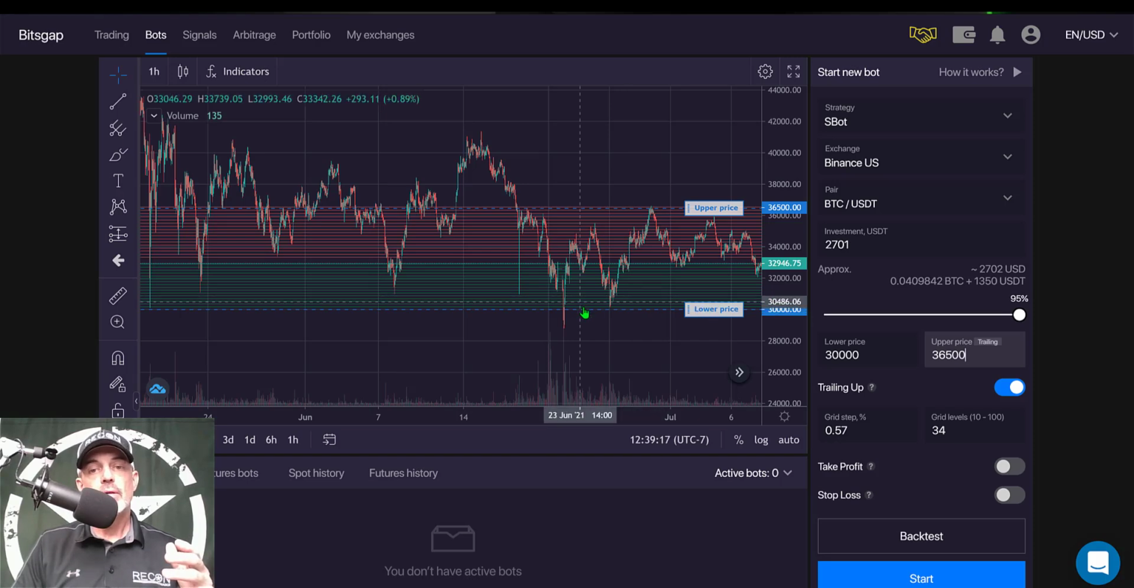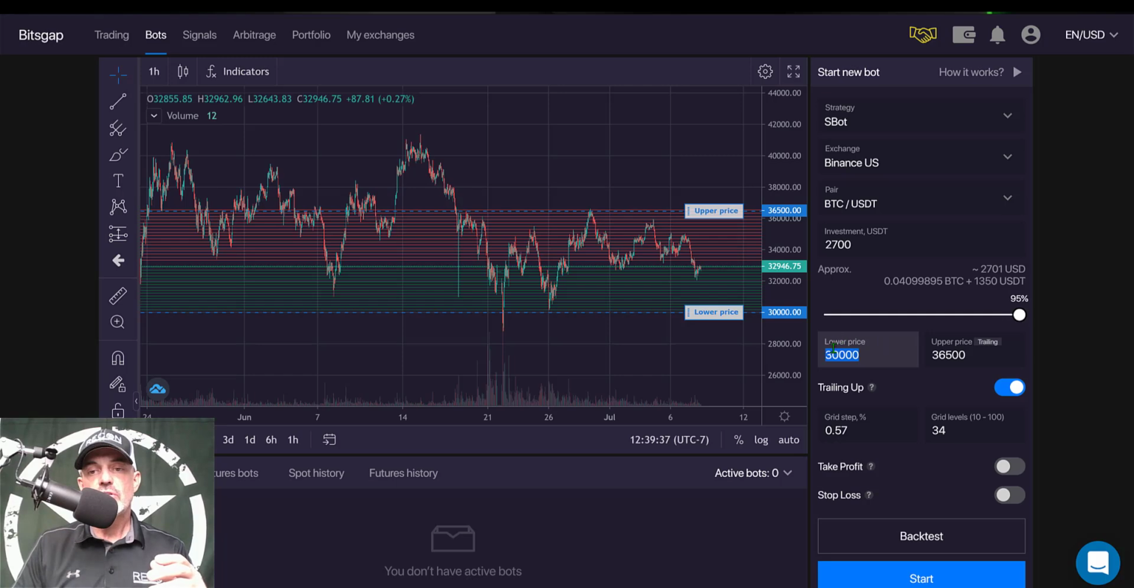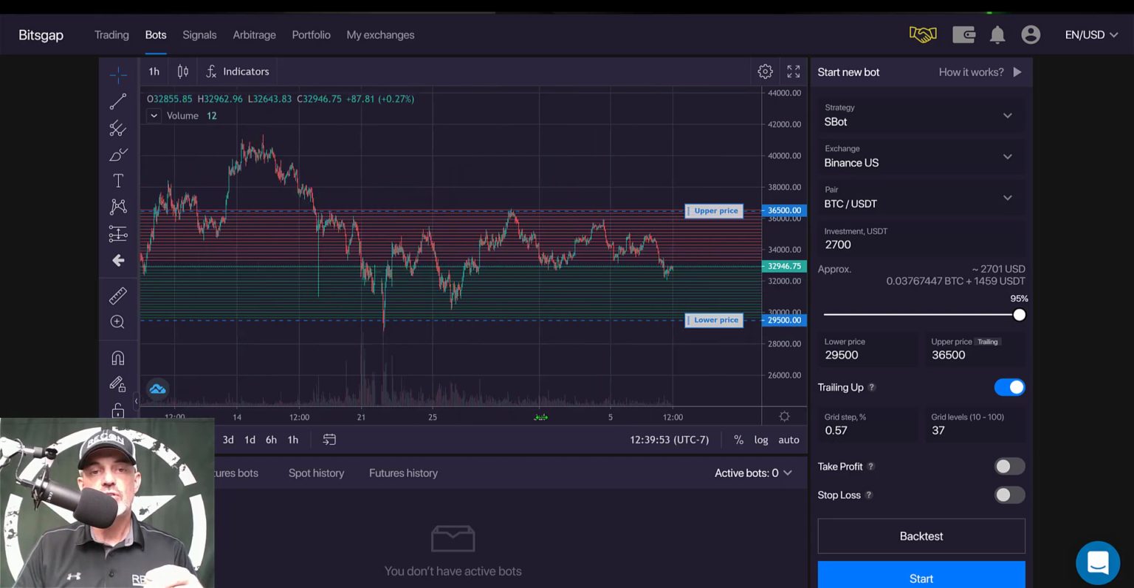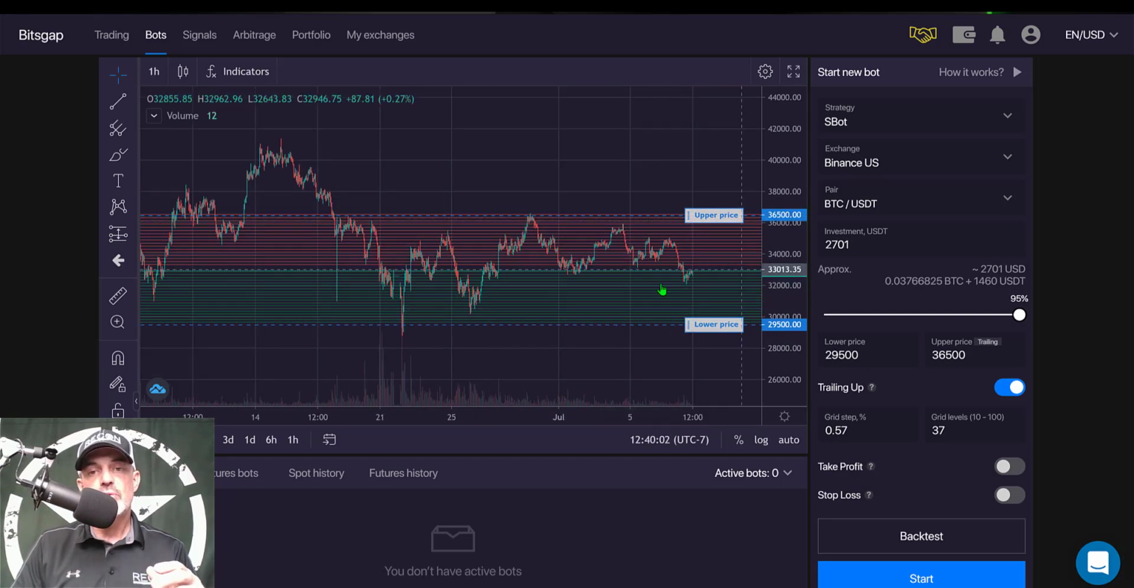And so now I have my lower level set and my upper price level set. Now I'm going to actually drop my lower price level to 29.5. That will give the price action a little room to maneuver off of that 30,000 support level that Bitcoin seems to be reaching down into. With that adjustment, we're almost dead center of these grids. Again, if the price action moves above this upper price level, the entire grid will follow that price action up, so I'm protected that way.